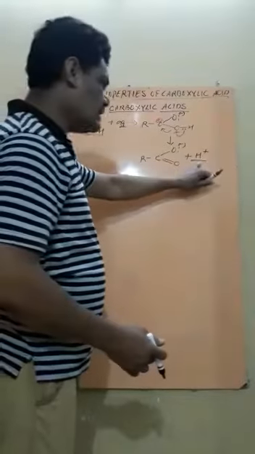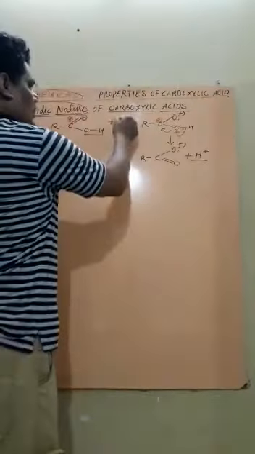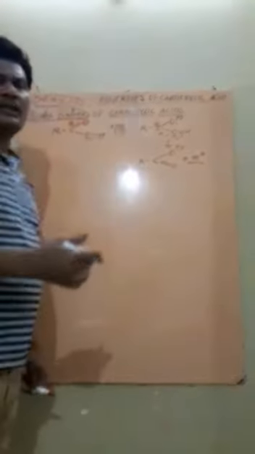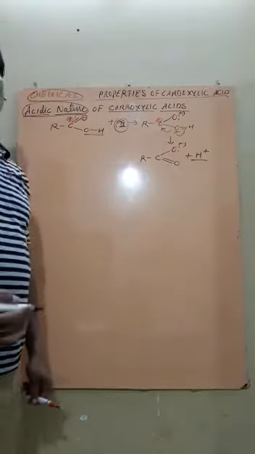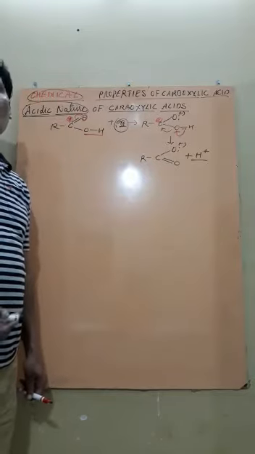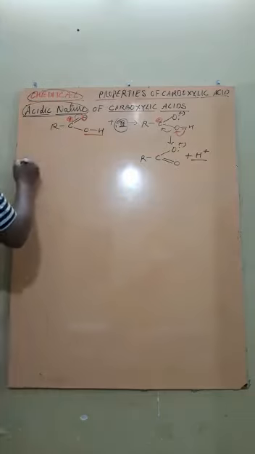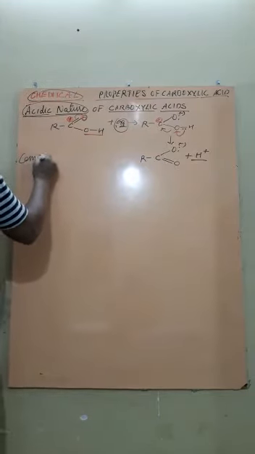Since the H cation is released in the aqueous solution, carboxylic acid is acidic in nature, because any compound which is able to provide H cation or proton is called acidic in nature. Okay. Now we can discuss comparison.